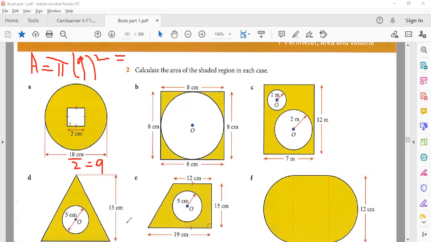Let me show you here. 3.142 multiplied by 81, so we will get the answer, that is 254.5. So here I mention 254.5, that's the answer of the area.